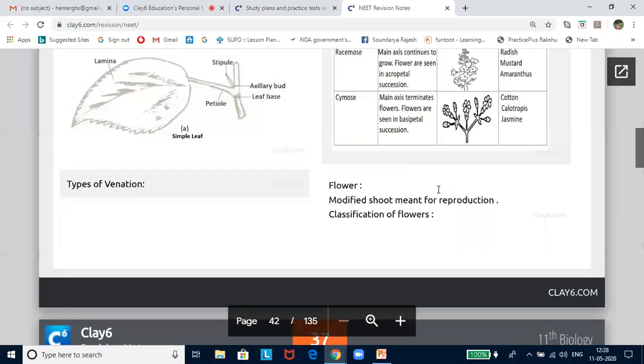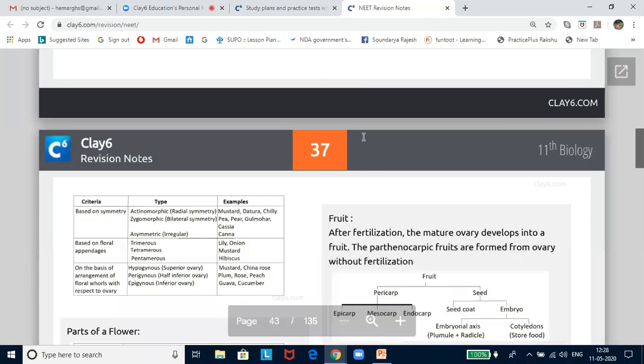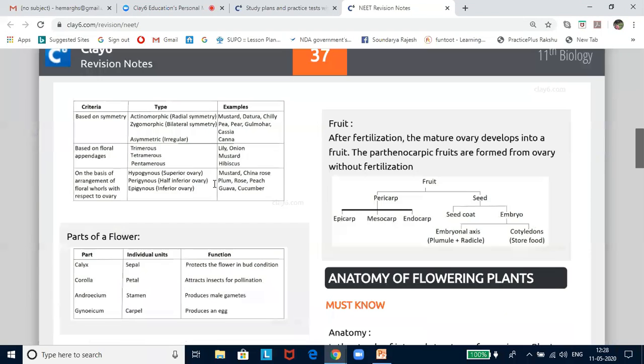Now let me get back to the flower. So flower is a modified shoot for reproduction. Now how are flowers classified? There can be many criteria for classifying the flower, but I'm only going to give you what is mentioned from your NCERT point of view and from your NEET point of view.